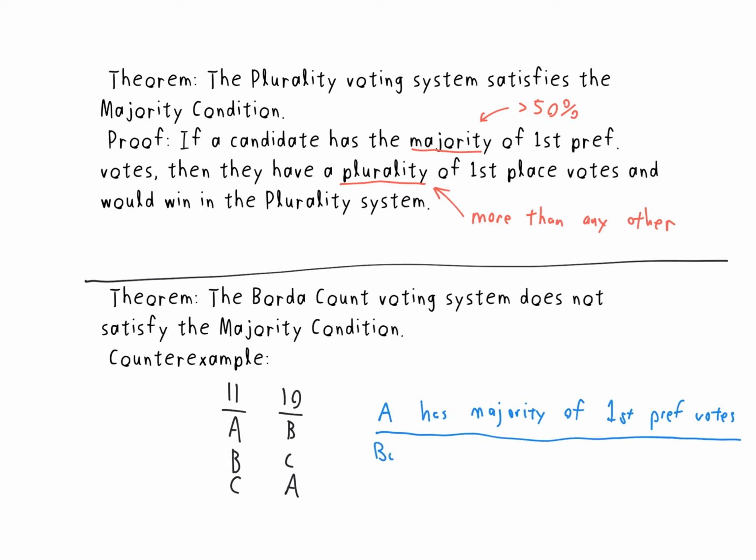However, if we do a Borda count, and I'm not going to go through the details here, we would find that candidate A gets 43 points, candidate B gets 52 points, and candidate C gets 31 points. And so candidate B would win in a Borda count voting system. So the majority condition fails for this election under the Borda count voting system. And so we say that the Borda count voting system as a whole does not satisfy the majority condition because it failed in at least one example.